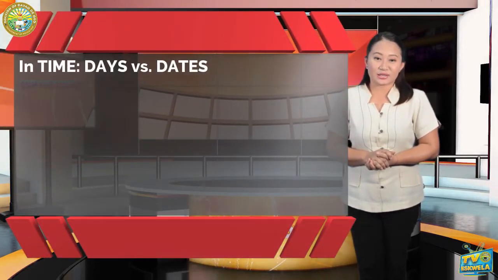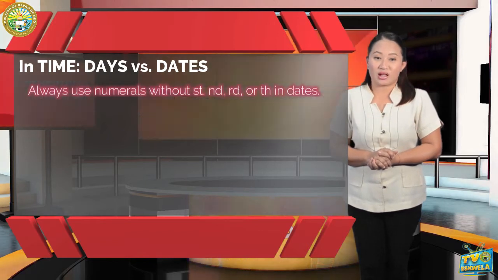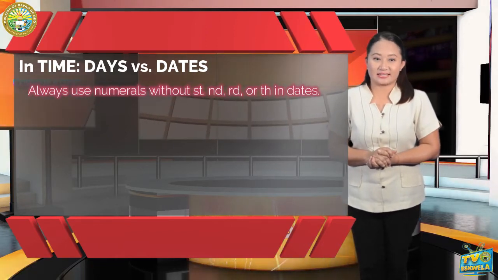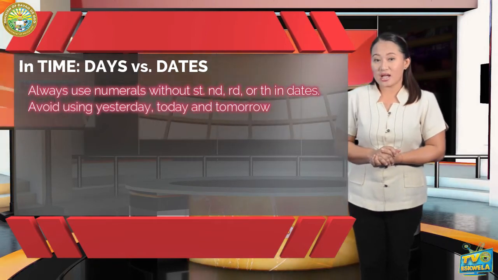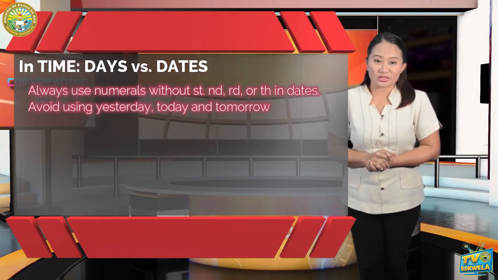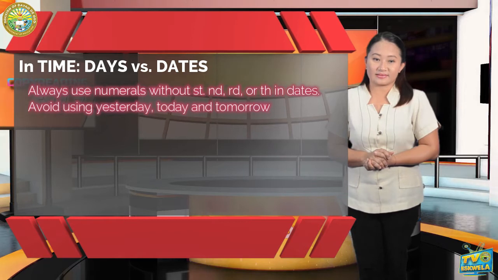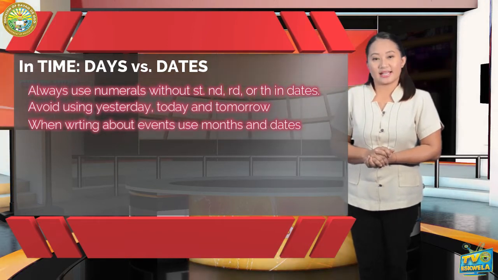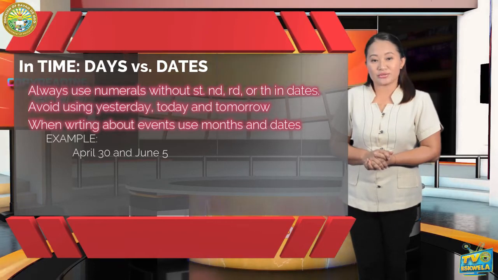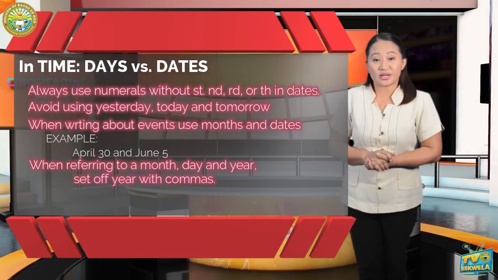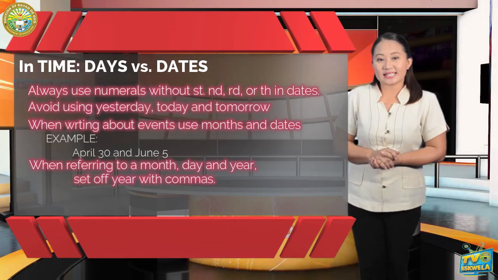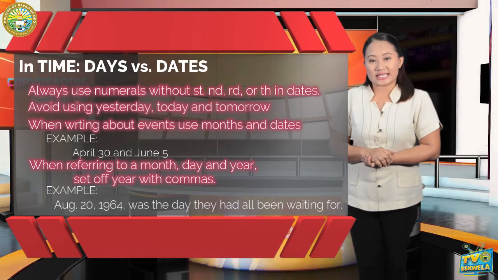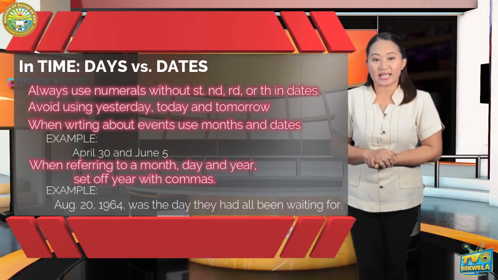In time, days versus dates. Always use numerals without ST, ND, RD, or TH in dates. Avoid using yesterday, today, and tomorrow. Take note, story publication could be delayed. When writing about events, use months and dates. Example, April 30 and June 5. When referring to a month, day, and year, set off year with commas. Example, August 20, 1964 was the day they had all been waiting for.